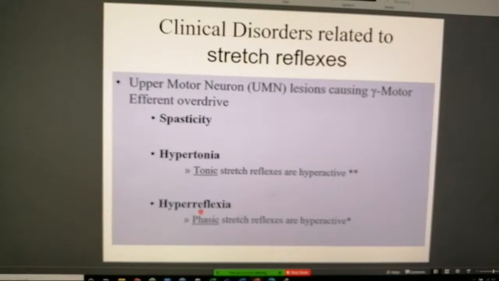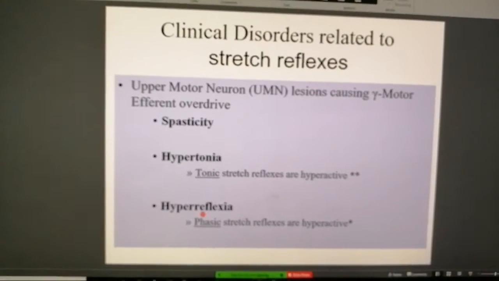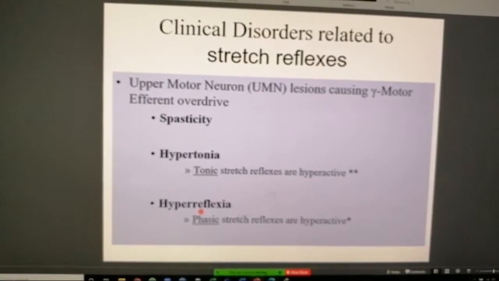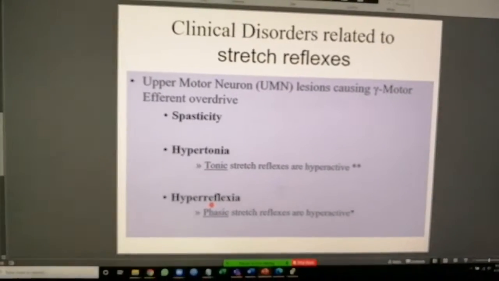However, in hyperreflexia, the speed increases, and the range of motion also increases.